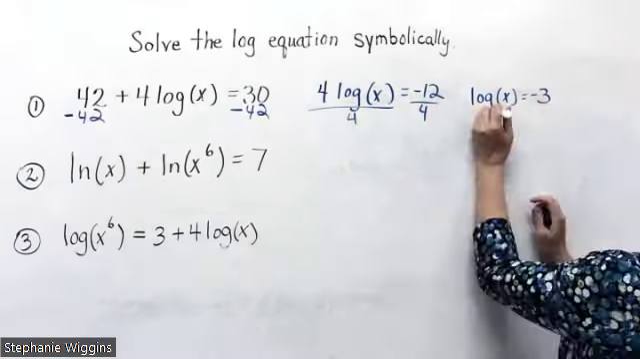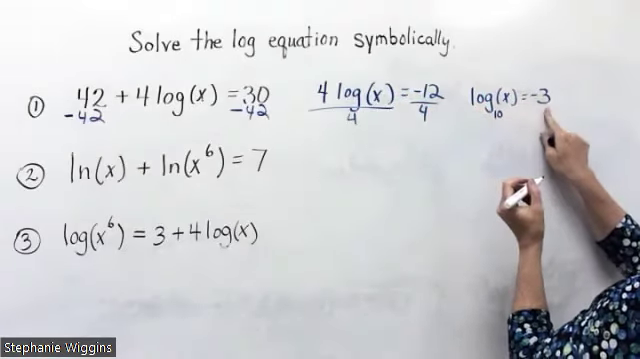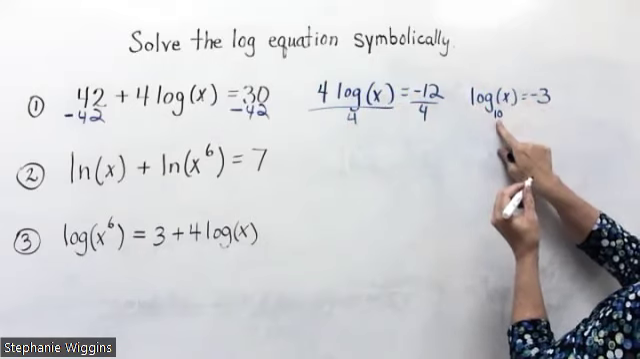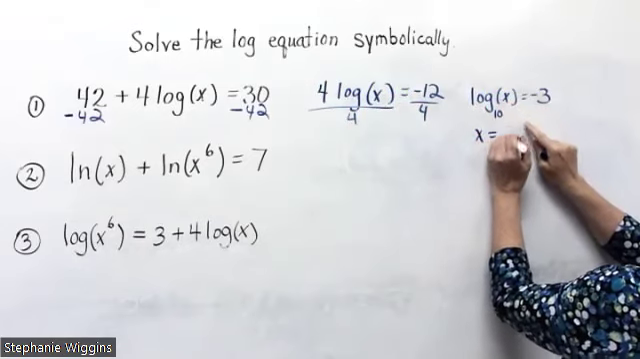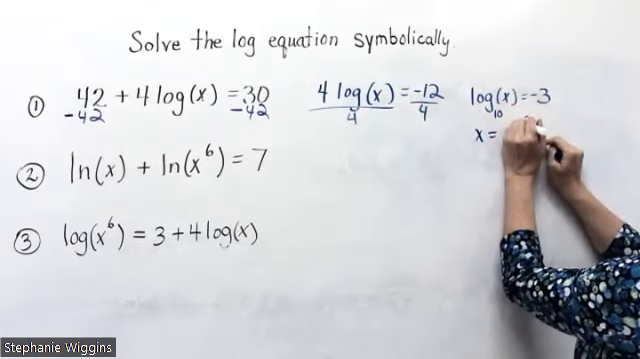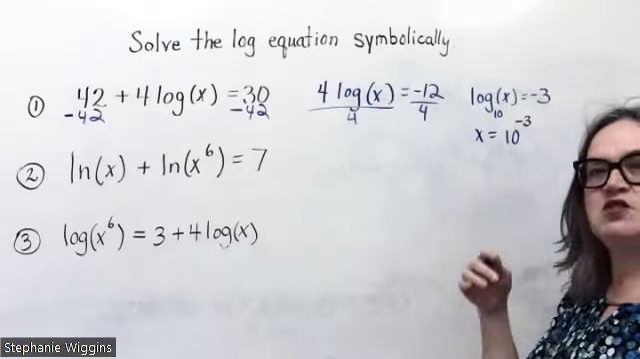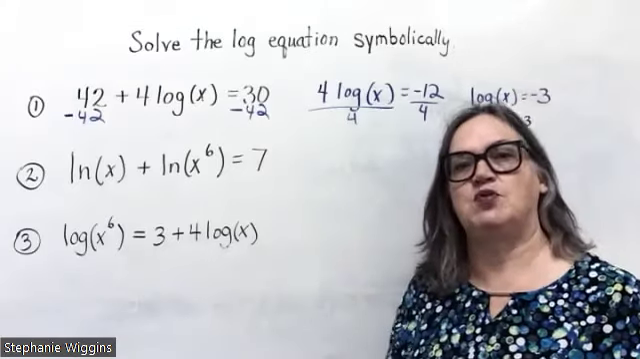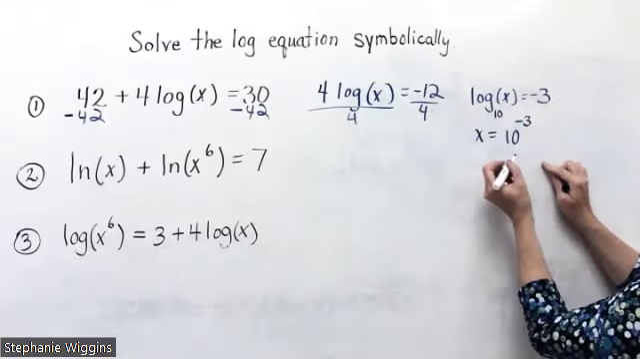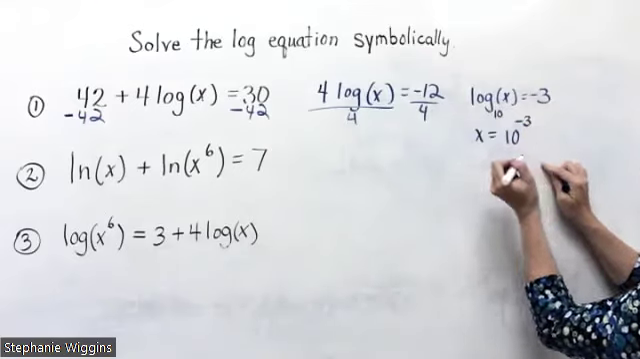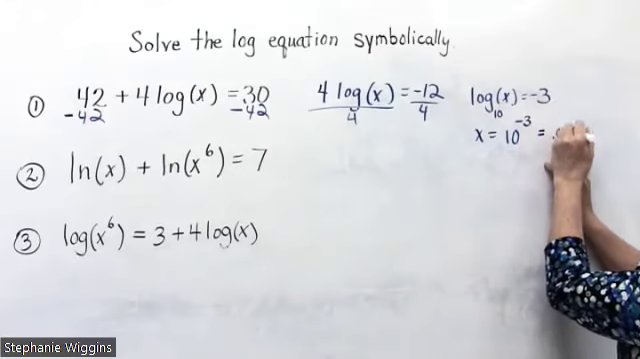The base is understood to be 10 because this is the common log. And the log is the exponent, the base is on the bottom. So we're going to have x equal to 10 to the power of minus 3. Remember, we're just converting a log equation into an exponential form. So that just means that we have x equal to 0.001.